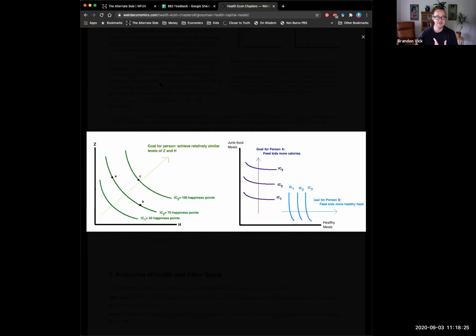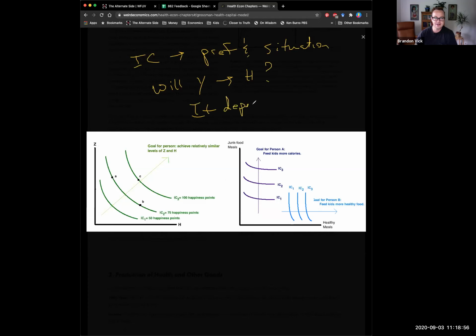Okay. So indifference curves are dictated by my preferences and my situation. So will income lead to health? The answer is it depends on my ICs, my indifference curves, my preferences, and my situation.